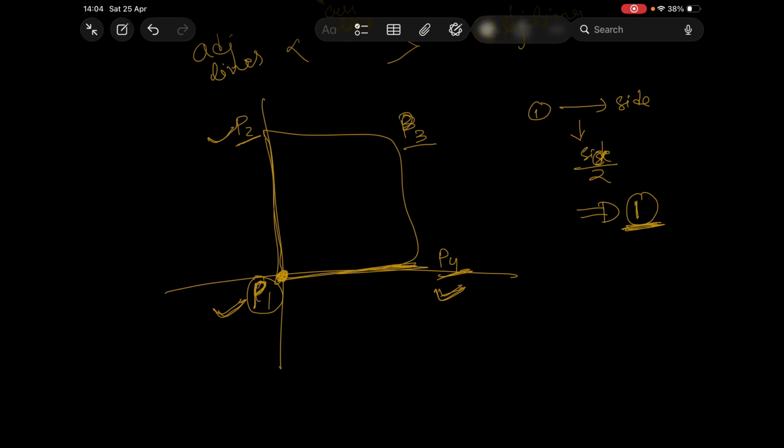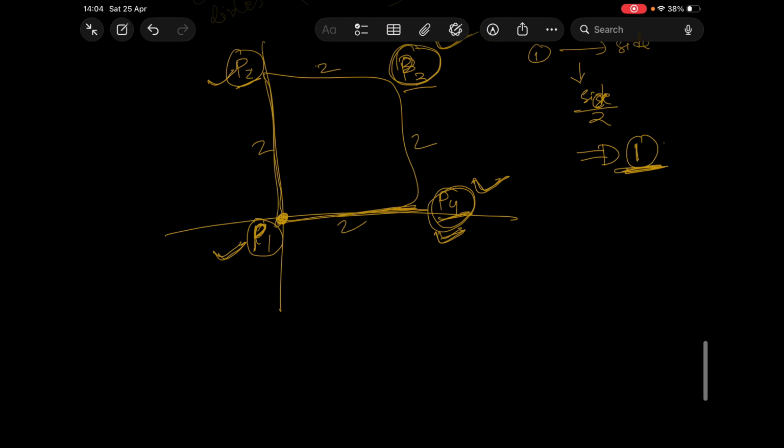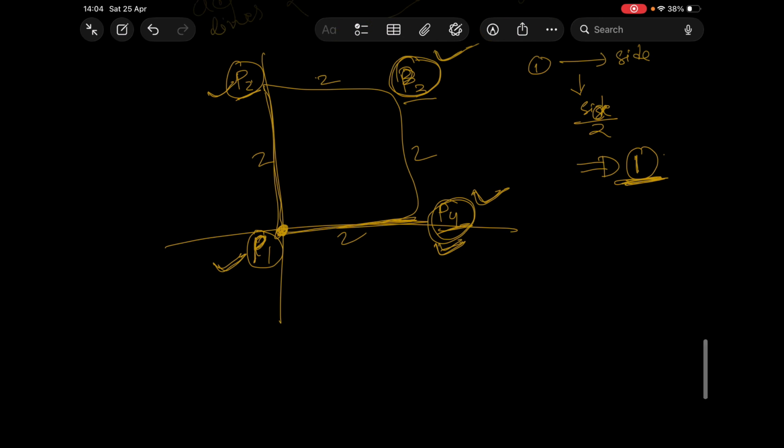Now if I pick this point next, from here I can pick this point because it is greater than 1. The sides are 2 from our example. So I can pick this point. Now if I pick this point, I can pick this point as well, right? Because the distance is 2, which is greater than 1.